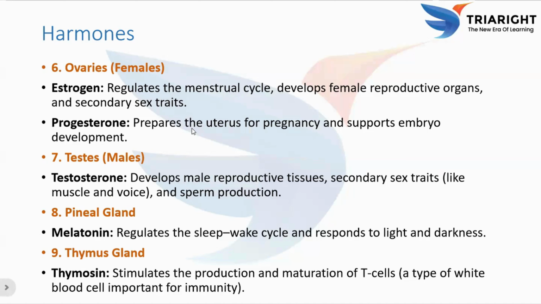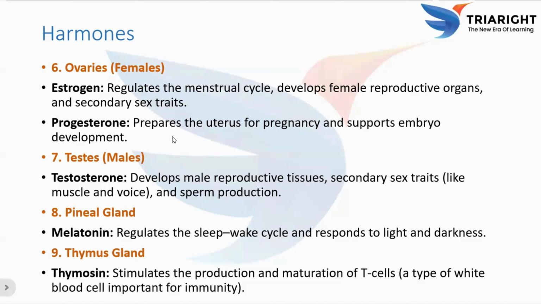progesterone prepares the uterus for pregnancy after ovulation. It helps the embryo to attach to the uterine wall. It supports the early pregnancy by maintaining the uterine lining. For example, if fertilization occurs, progesterone keeps the uterus ready to support the baby.